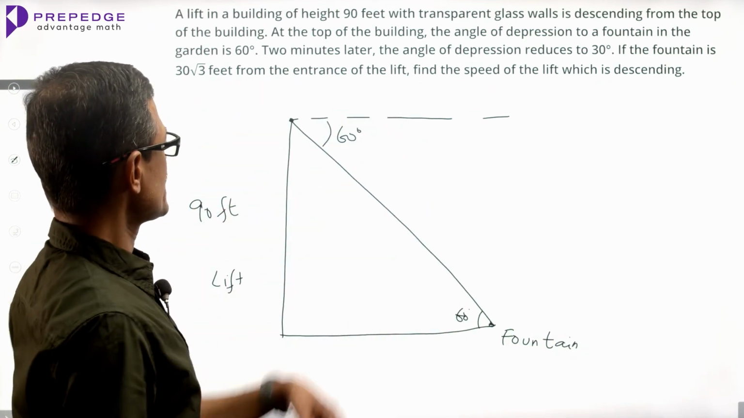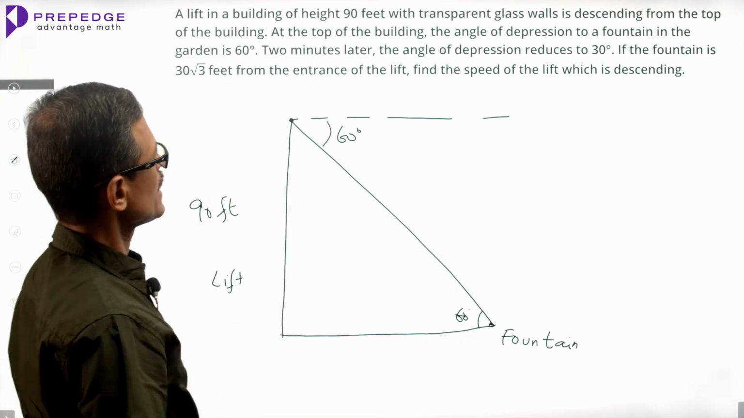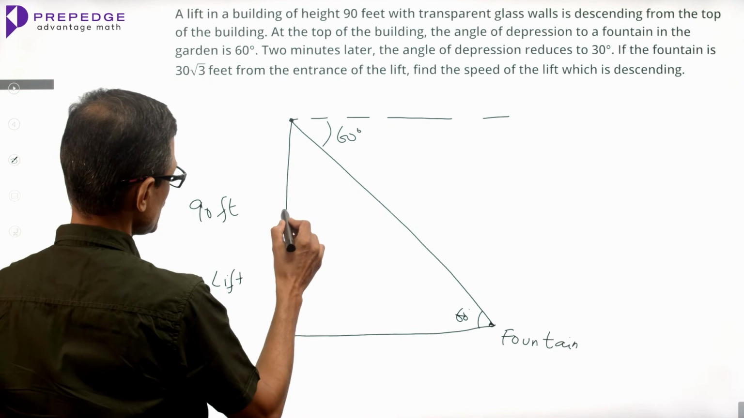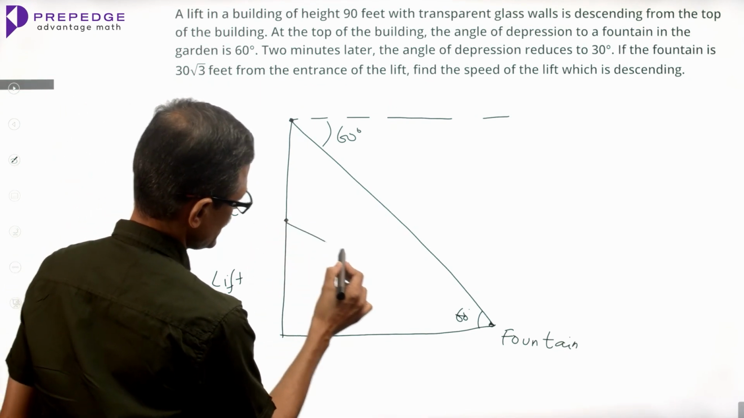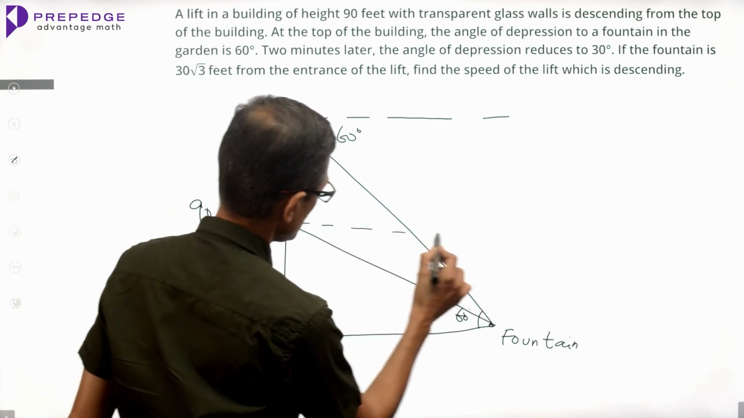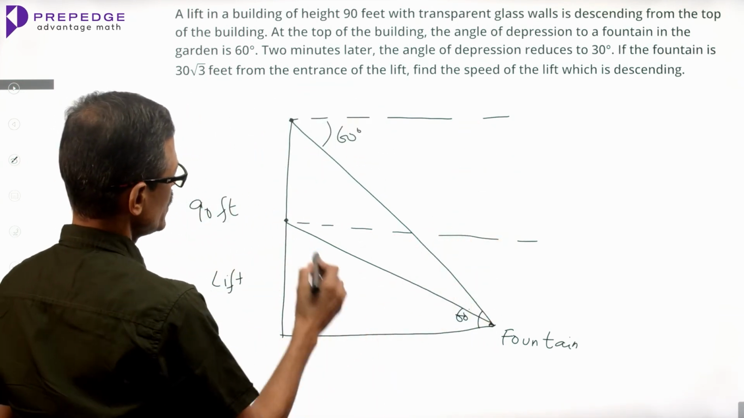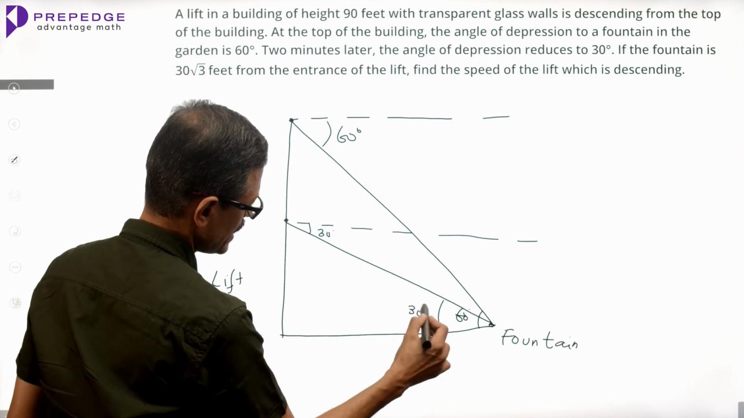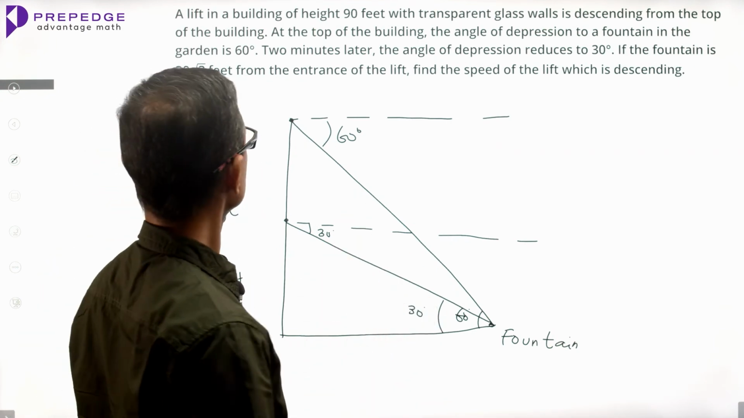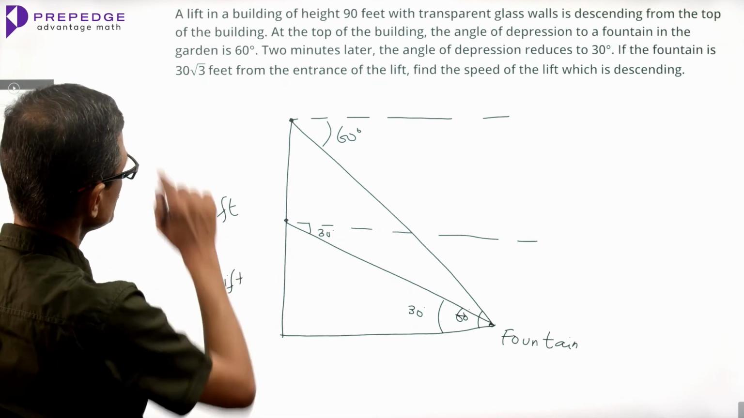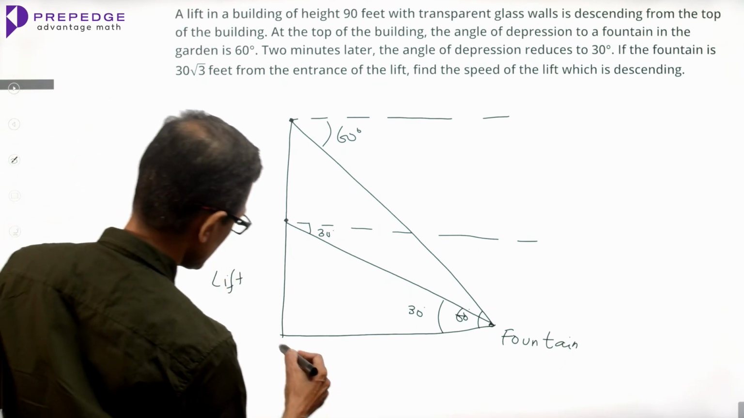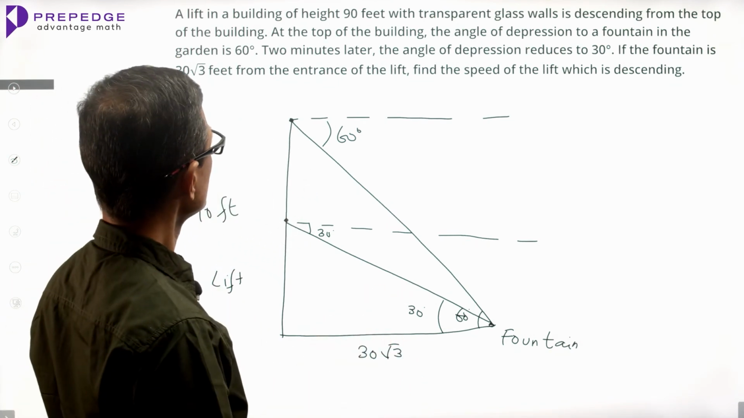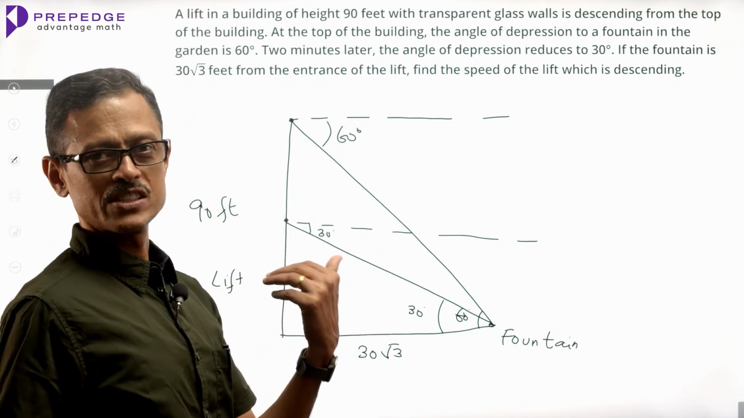Okay. 2 minutes later, the lift keeps descending. After 2 minutes the angle of depression reduces to 30 degrees. After descending some distance, if we look at the angle of depression from here, it works out to 30 degrees. So, draw a line parallel to this. These three lines are all parallel. So, I think this angle of depression is equal to 30 degrees. Correspondingly, this angle of elevation will be equal to 30 degrees. If the fountain is 30 root 3 feet from the entrance of the lift, the distance is given as 30 root 3. Find the speed of the lift which is descending.